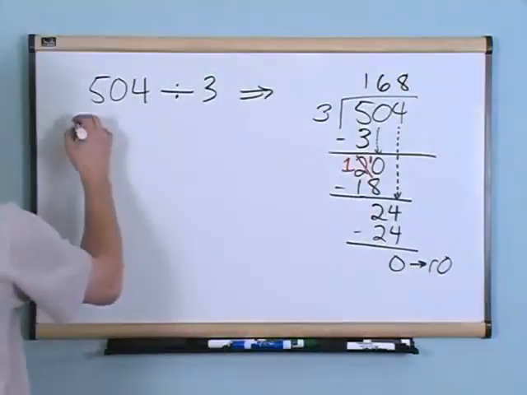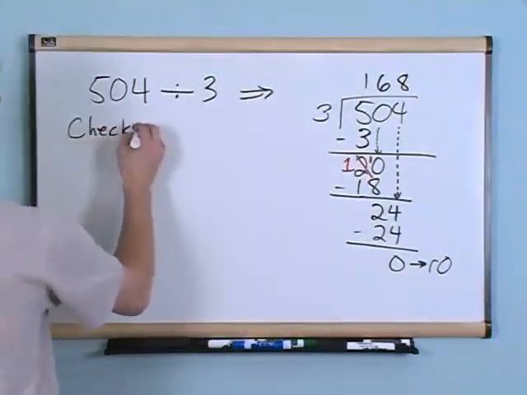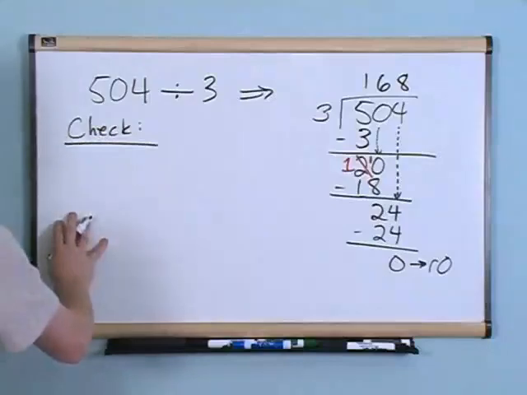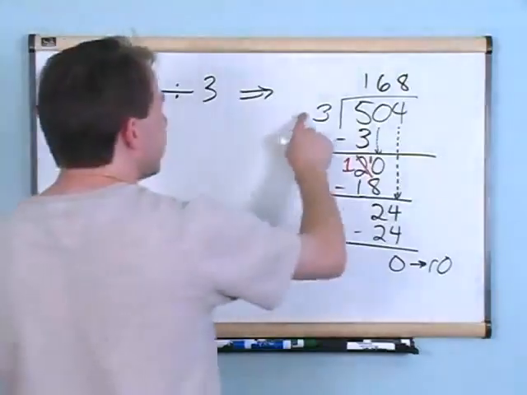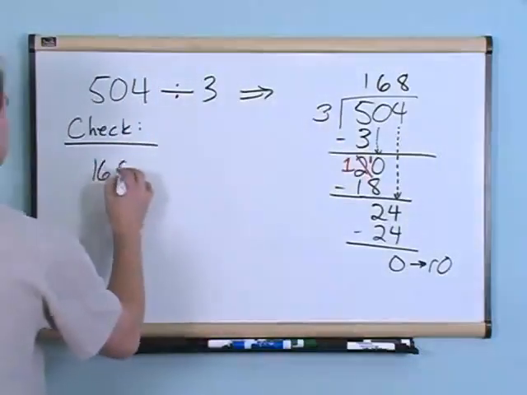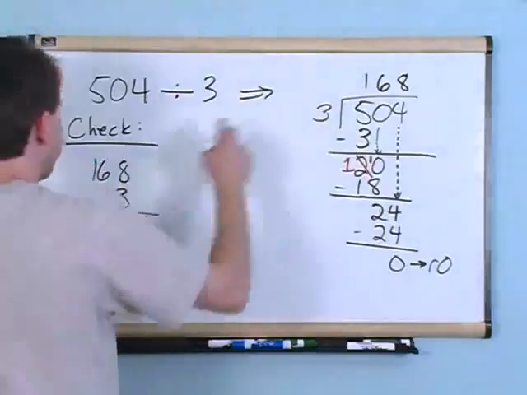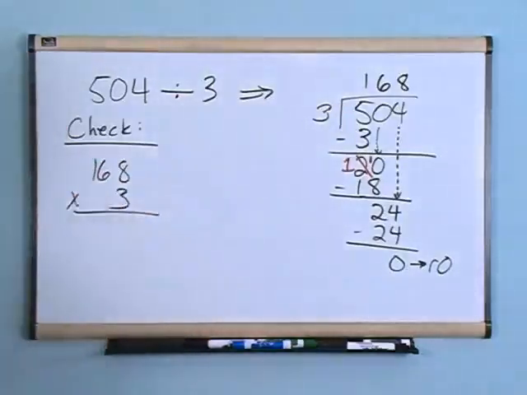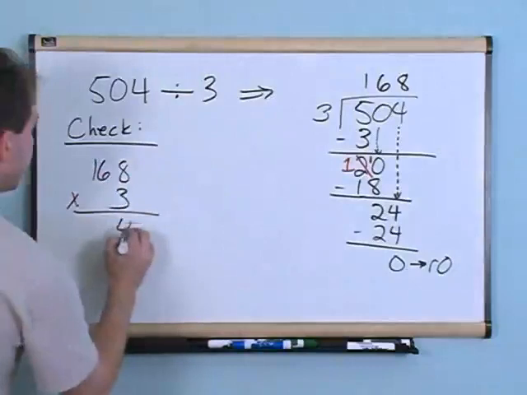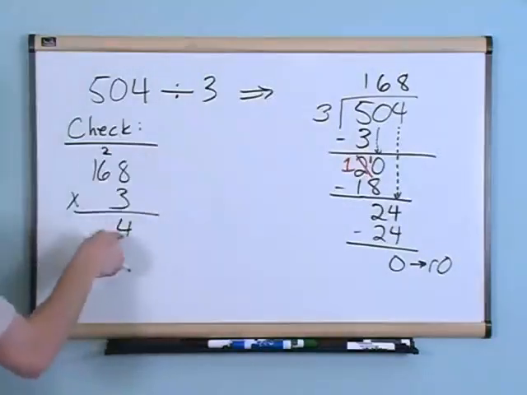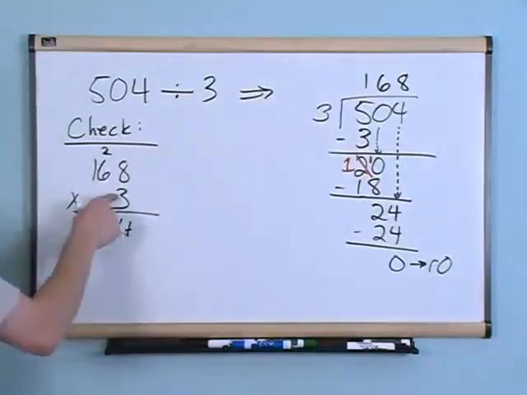And if you want to check your answer, which I think you should always do, then all you would have to do is say 3 times 168. Okay, and you should get 504. Let's multiply here. 8 times 3 is 24. So I'm going to put my 4 here and my 2 up here. Now let's multiply here.